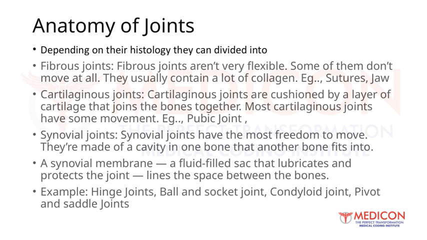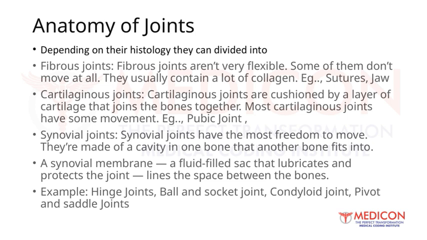Finally, the most mobile type of joints are called synovial joints. These are what we typically think of as freely movable joints. They consist of a cavity in one bone that fits into a corresponding socket in another bone. A key feature here is the synovial membrane, a fluid-filled sac that lines the joint space. This membrane produces synovial fluid, which lubricates and protects the joint, enabling smooth movement.